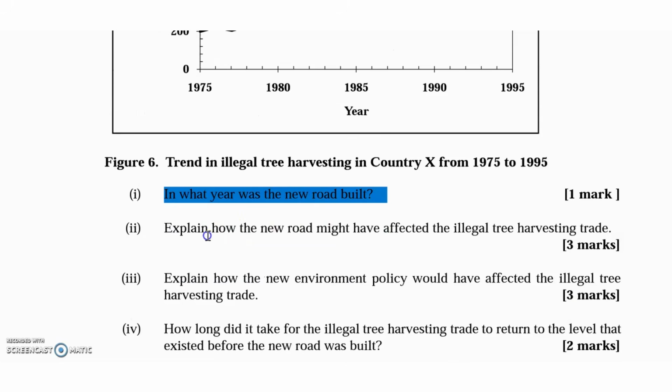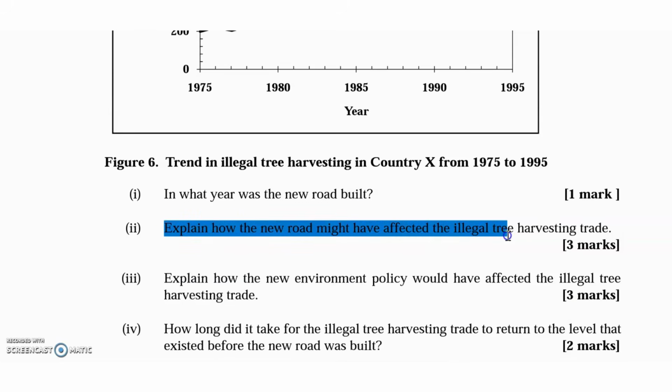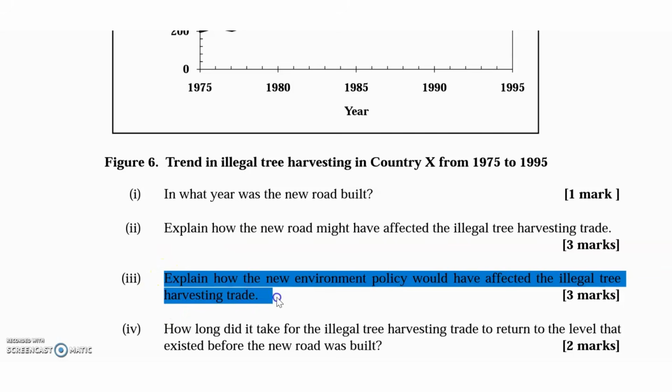Now part two: explain how the new road might have affected the illegal tree harvesting trade. Out of 3 marks, class, what would the road do? The road itself would act as a form of access, providing some level of accessibility that will contribute positively to the illegal tree harvesting trade, because these illegal loggers will have an access route into the forest where they can expeditiously remove the forest cover and have a transport route associated with that. Now, thirdly, explain how the new environmental policy would have affected the illegal tree harvesting trade.